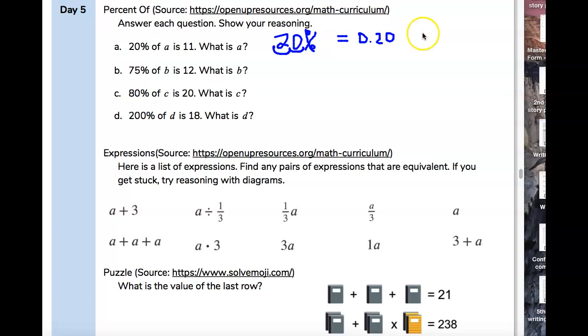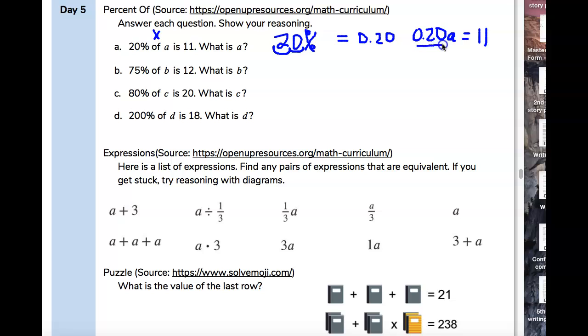Okay? Now 20% of A is 11. We have to find out what number A is. So we will do 0.20 times A equals 11. Remember that of in math means multiply. So 20% of A, or 0.20 times A, is 11.